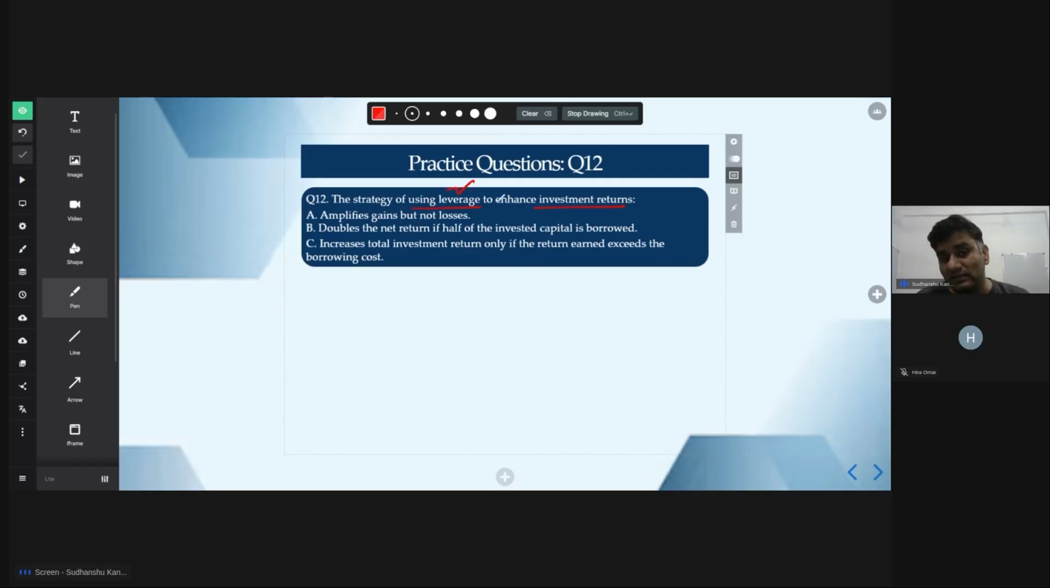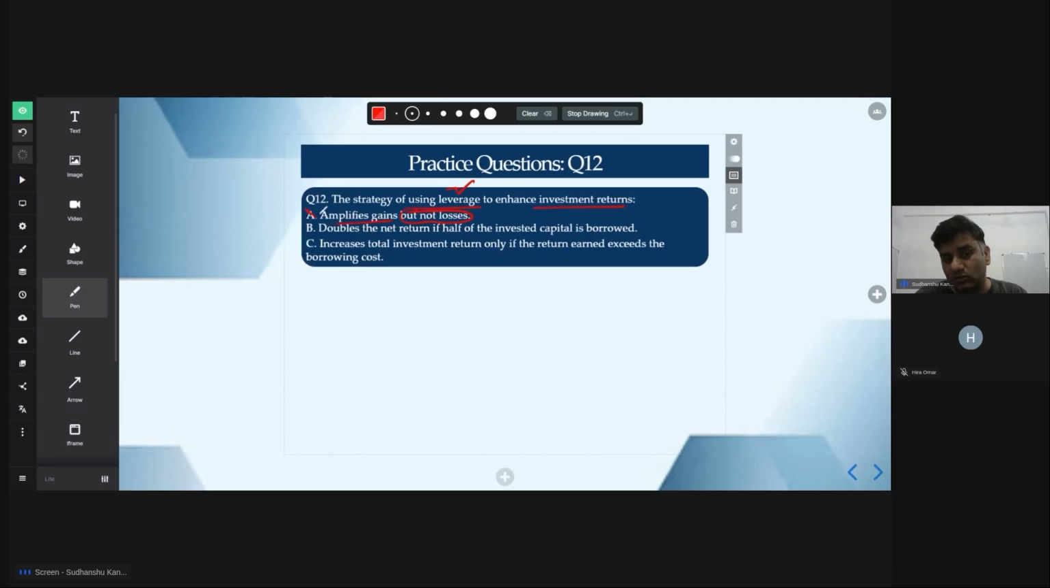So the statement says leverage amplifies gain but not losses. Wrong. It can amplify your gain because you're taking a 15 lakh position with 2 lakh rupees. So if you make a profit, you will make more profit. If you make losses, you will make more losses. So that is what we have.